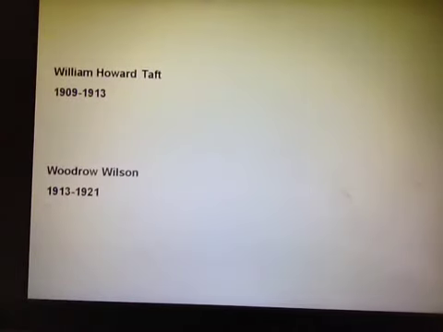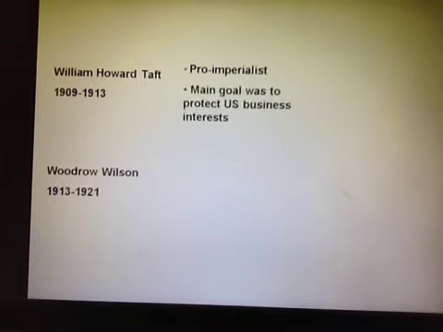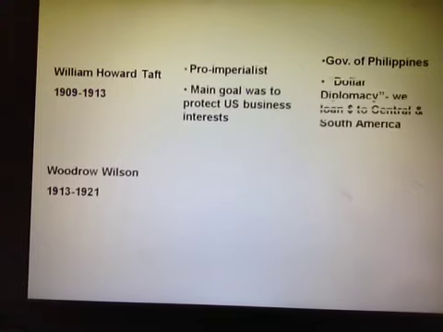And then we have William Howard Taft. He was, of course, Roosevelt's vice president and will be elected in 1908. He is very much an imperialist, but for different reasons. His main goal was to protect U.S. business interests. There was a lot of investment in Central and South America, a lot of people who'd bought property, and we wanted to see that that was protected. He was the governor of the Philippines, if you recall. That was his preparation for understanding foreign policy.